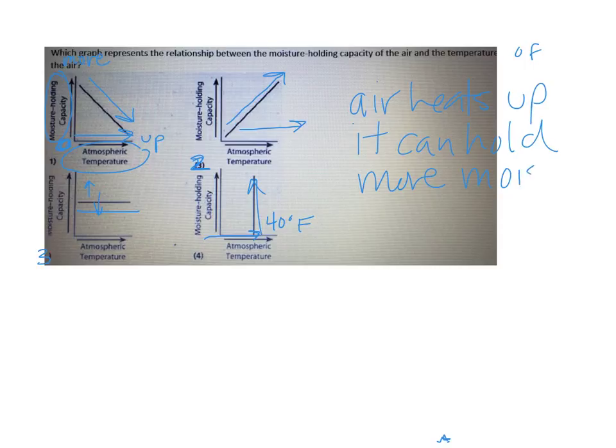So when I think back to the relationship, I know that when air heats up, it can hold more. And more moisture is what we mean. So its capacity goes up. So as air heats up, the capacity goes up. Okay? So what I should see is I should see this trend right here. As temperatures go up, my moisture capacity also goes up as well. So that would make number 2 the correct graph that you see right there.